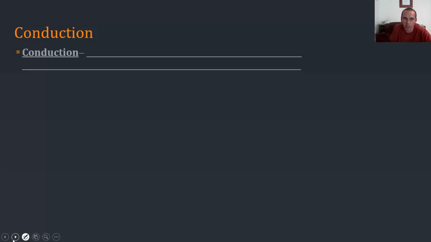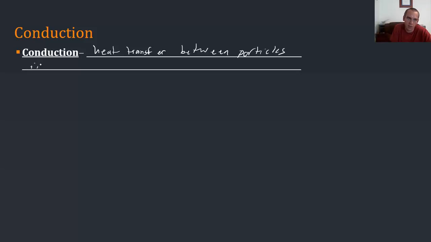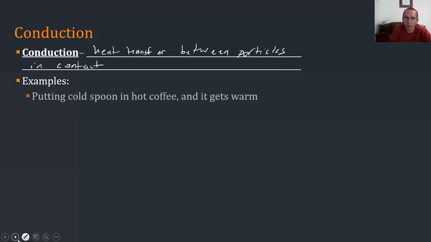So first we'll take a look at conduction. Conduction is heat transfer between particles in direct contact. And this is exactly what it sounds like. Heat flows from one particle to the next particle that it's touching to the next particle that it's touching. So some examples of conduction. When you stir a hot drink with a metal spoon, the spoon gets warm.